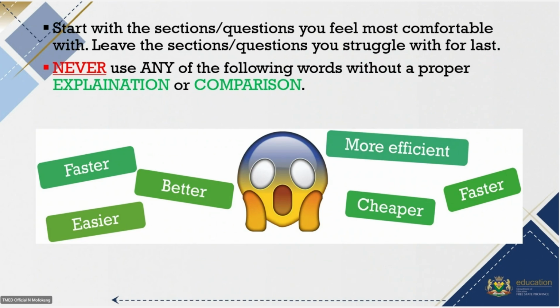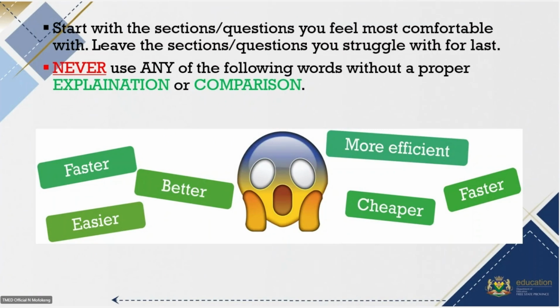Now, never use any of the following words without proper explanation or comparison. I know that your teachers, my dear learners, are telling you this all the time, so we are just making emphasis on it. We're not saying that you should not use the word better, but you need to give a proper explanation. Why do you say that this will be better than this? You cannot just say that this will be better than this, then leave it as it is. You need to give explanation. Why is it going to be better? How is it going to be better? What is it that is going to make it better?